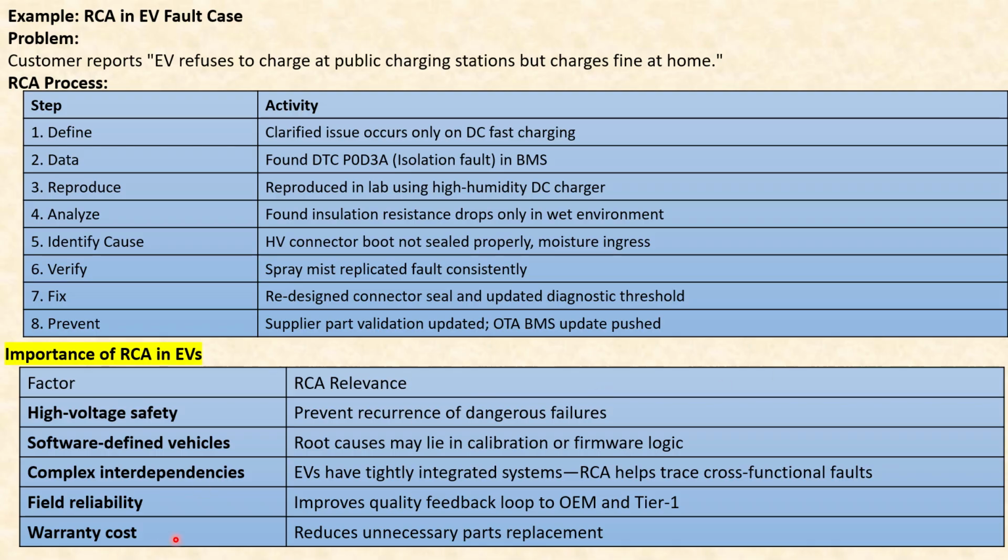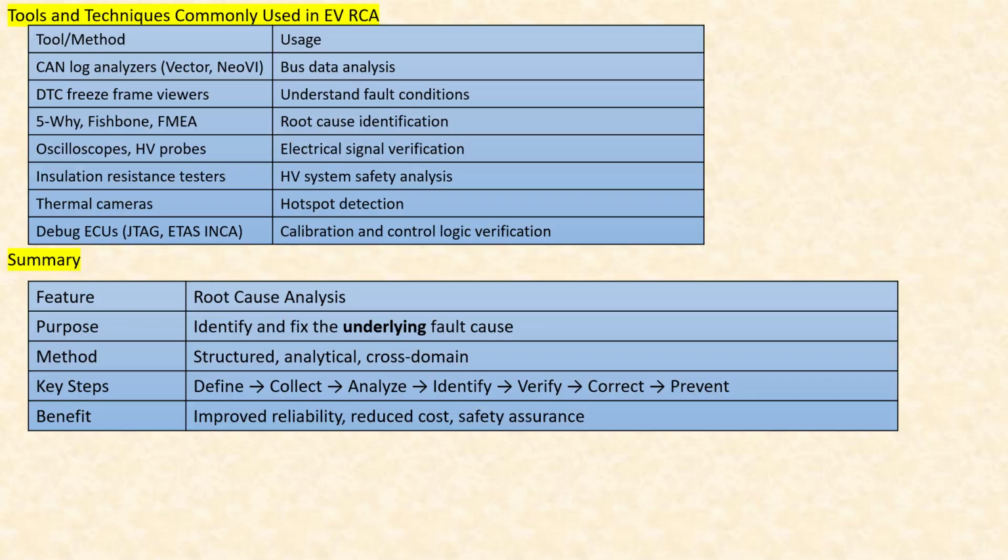Now, talking about field reliability, it improves the quality feedback loop to OEM and Tier 1. And when it comes to warranty cost, it reduces unnecessary parts replacement. All right. So if we are able to identify the root cause, then this warranty cost can be saved.